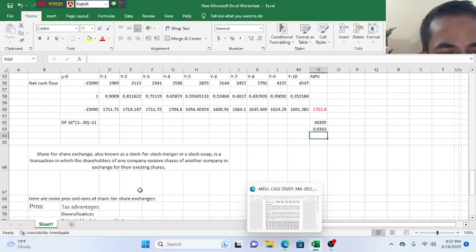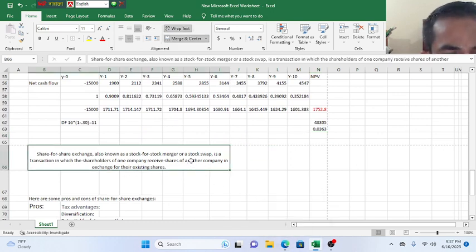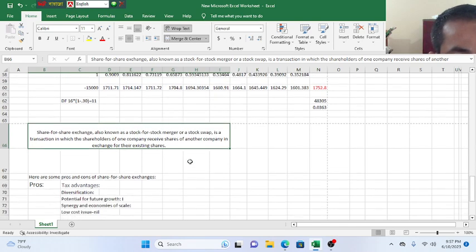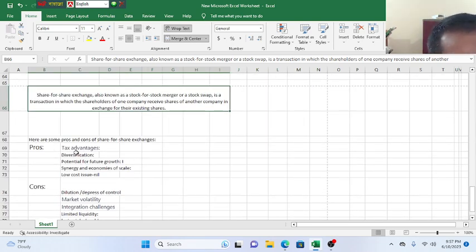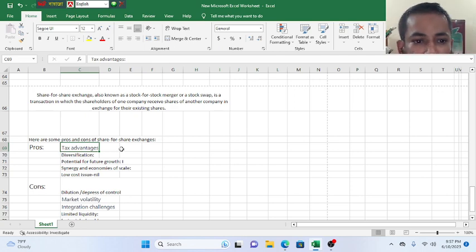Another question is the pros and cons of share swap, stock swap, share for share exchange. The pros will be, here, some tax advantage. This is most important in our country. In the new Income Tax Act 2023 that was recently passed in parliament, so in the near future, after July 1st, there will be a tax advantage also given for share exchange. No tax will be charged on the capital gain if a share exchange happens.